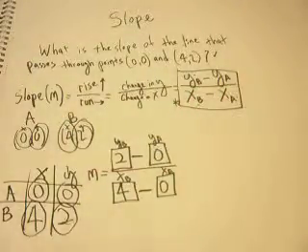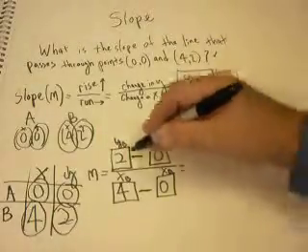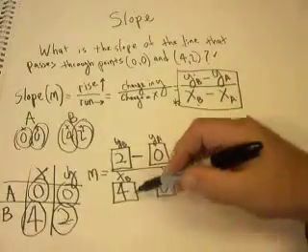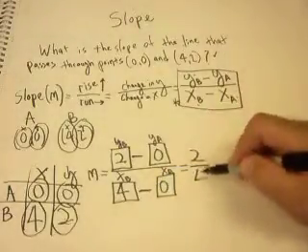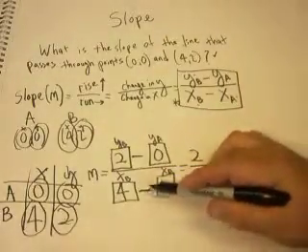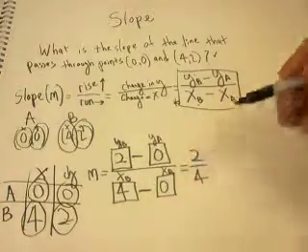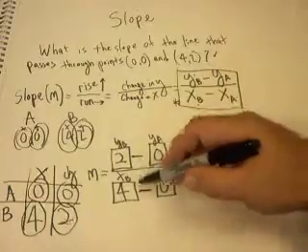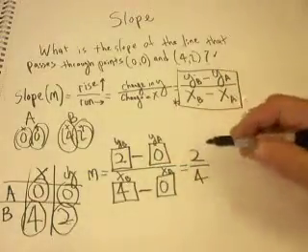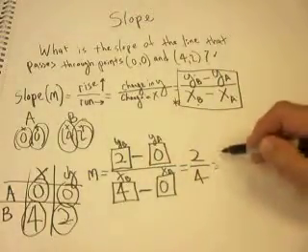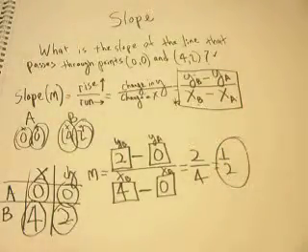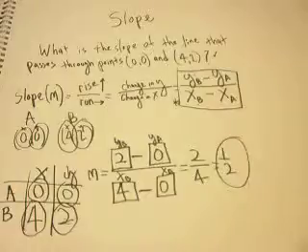Now I've plugged. All we need to do is chug. I've got 2 minus 0 is 2. 4 minus 0 is 4. Again, if there was a negative here, I'd remember I'm subtracting a negative, which becomes positive. But in this case, they're both a positive number, so I've got 2 over 4, and that can be reduced to 1/2. So my slope of this line that goes through points (0, 0) and (4, 2) is 1/2.